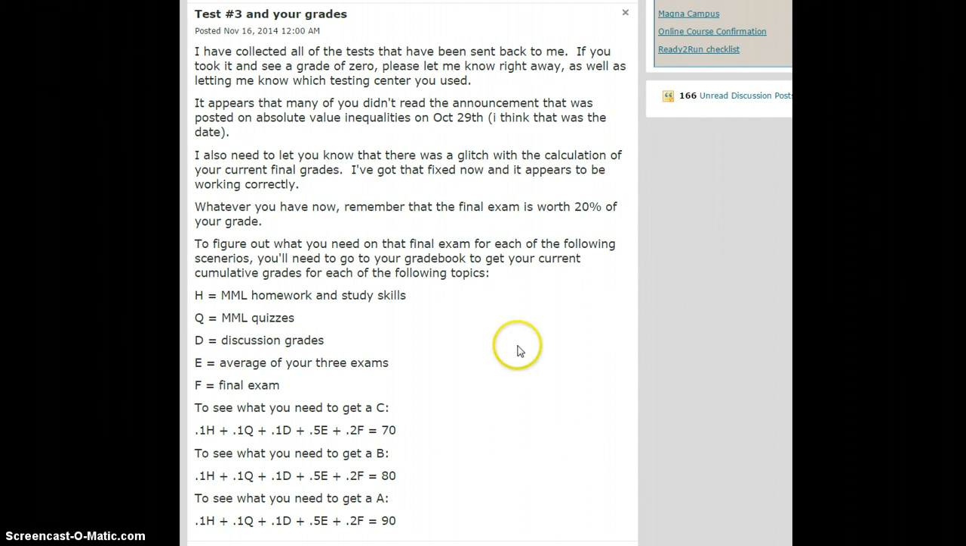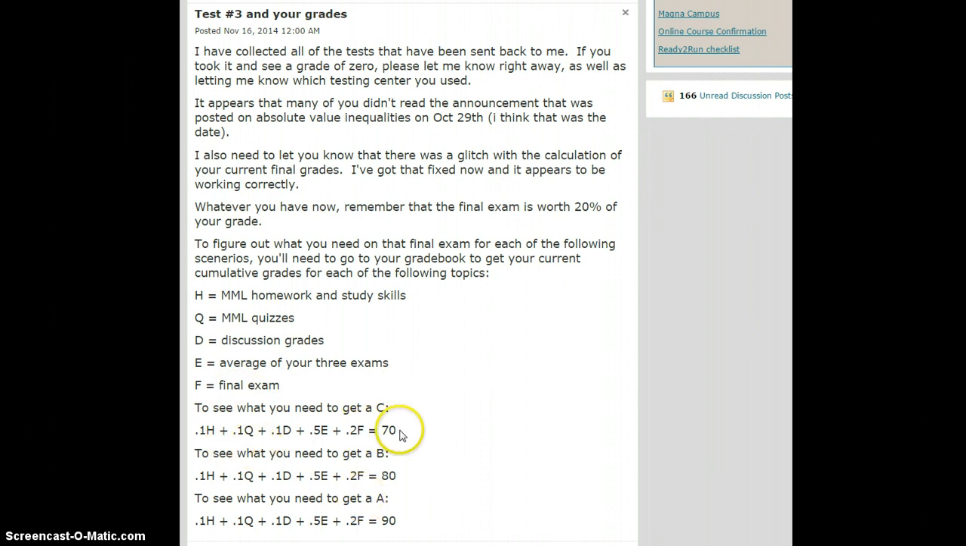Now I've pasted this announcement as well to show you how you can calculate what you need to get on the final in order to pass the class or to get a B or to get an A. So you need to look in your grade book and get these totals, which are still being updated because there's still going to be another discussion. I'm still grading your homework and study skills and quizzes, and they will be updated. But to give you an idea of where you are, you can use your current cumulative grade for each of these sections and then plug them into one of these equations.